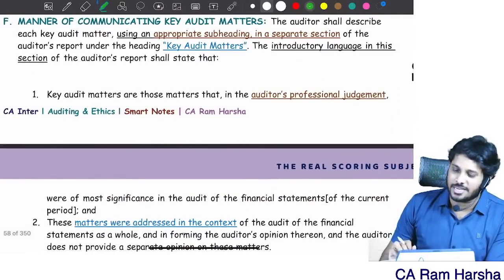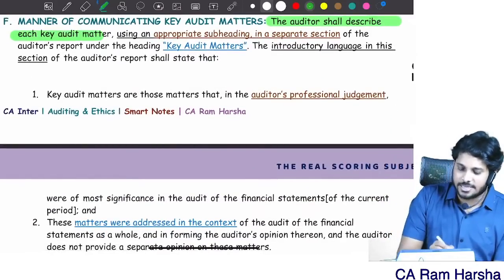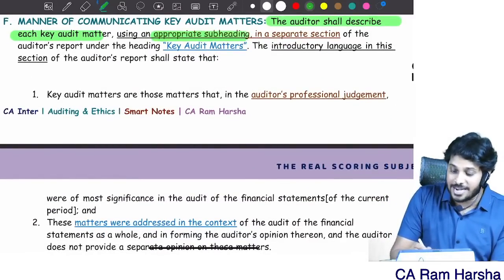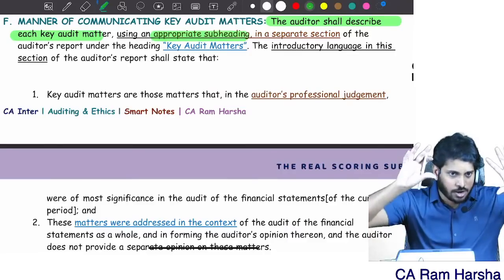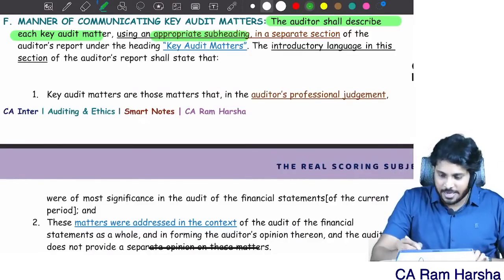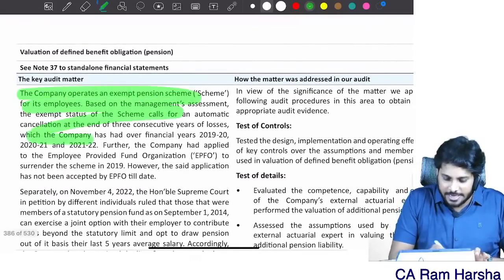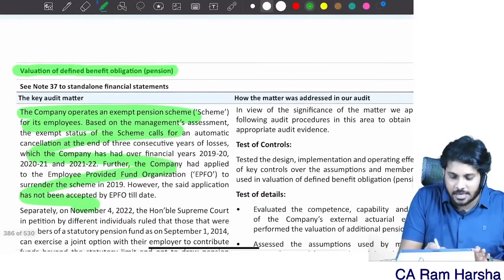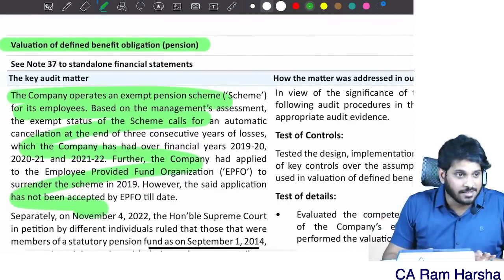How should you communicate key audit matters? The auditor shall describe each key audit matter using an appropriate subheading. Each key audit matter should be described with a subheading. Tata Motors did that, no? They didn't directly discuss the matter. First they used a subheading. Correct? Valuation of defined benefit obligation.